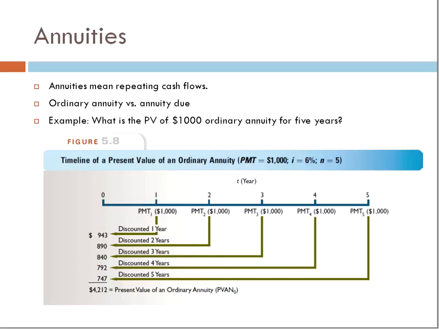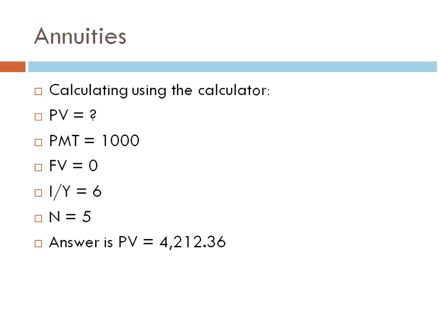Well, if you wanted to calculate this by hand as is shown on the slide, it's very simple. All you have to do is just discount each of the $1,000, depending on what period it's at, to today's value, and then add them all up, and that will give you the present value of this annuity. However, there's a simple way. The calculator provides a much easier way of calculating this.